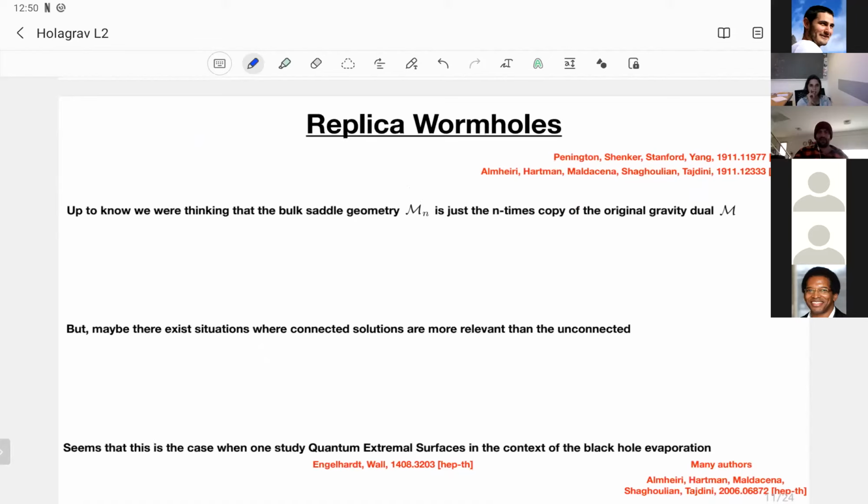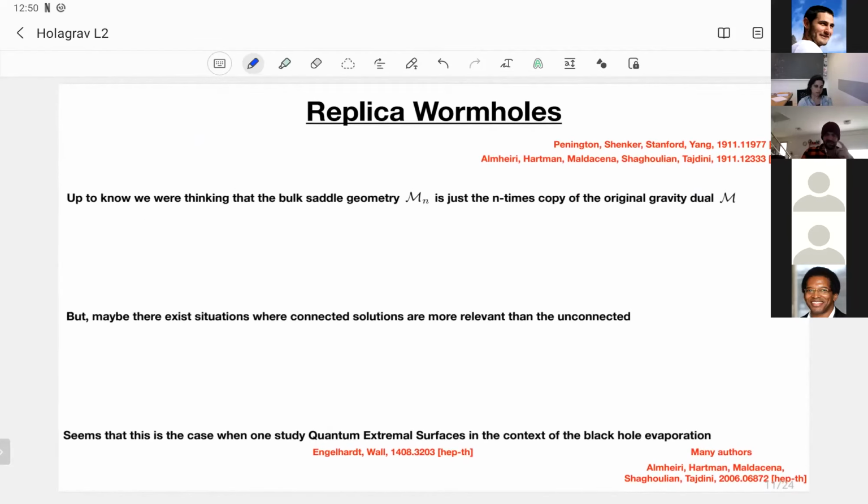I'm going to try to explain. All this replica trick in holography had a revival because of the appearance of these replica wormholes. The idea is a bit simple, but in the end it is not so simple. What we did up to now is to find the holographic dual for a replicated manifold, and we find some of them with conical deficit or not, but we find some of them.